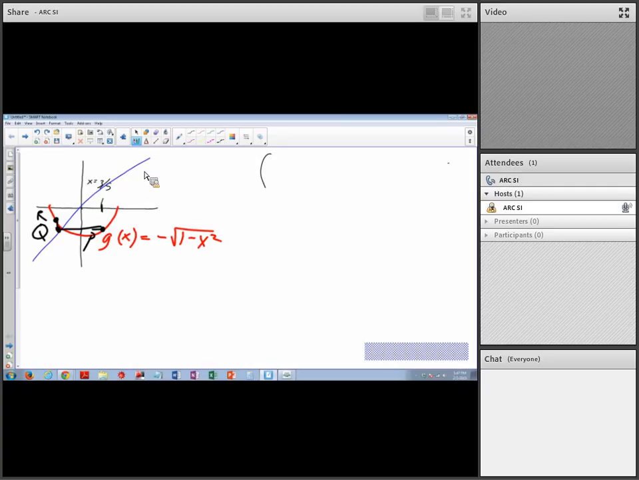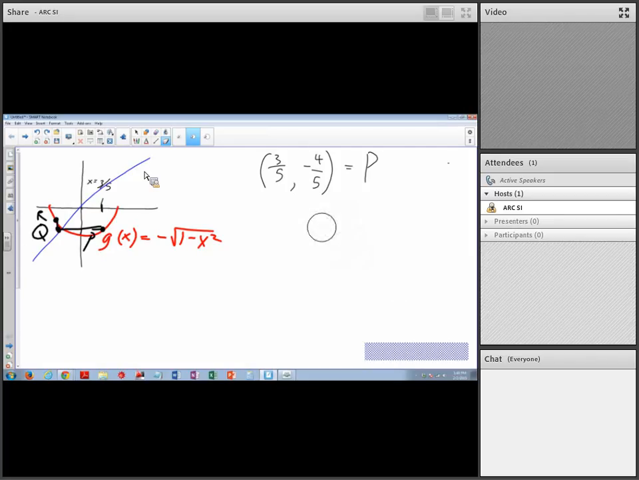P is, so X is 3/5, and then Y, or g of x, same thing as Y, so you put x into the equation. That's 9 over 25, so it's 3/5, and negative square root of 16 over 25. Can you simplify this? So it'd be negative 4 over 5. That is P.